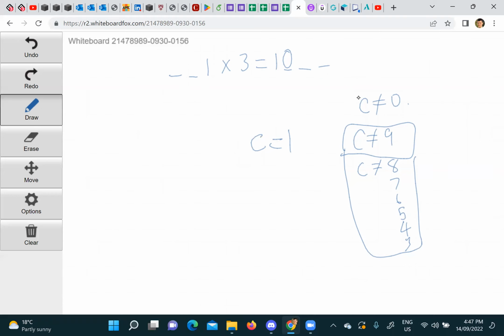We had about 900 possibilities to start with. We went to about 800, 700. Now we're down to 200. So C could be 1 or C could be 2.